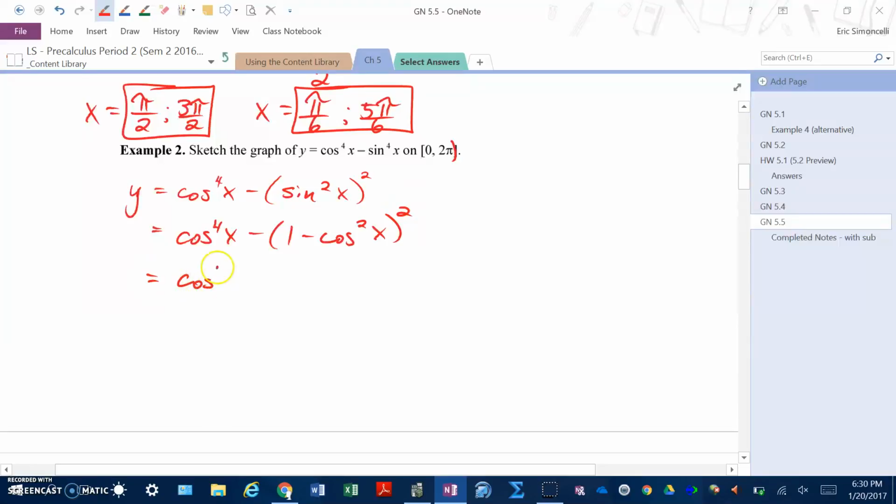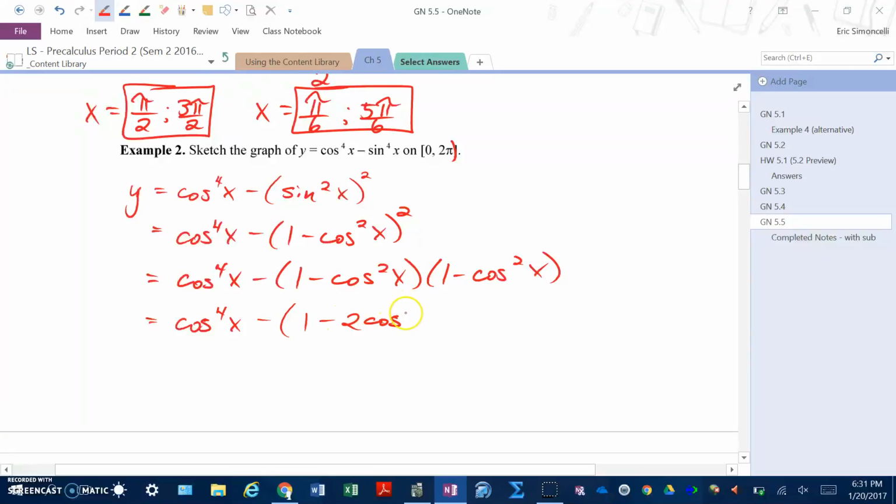Let's continue. The nice thing is I do have cosines exclusively in this particular problem, so I'll have to simplify. Let's see how that's going to unfold. So I have cosine to the fourth minus, and notice two binomials multiplied, because I'm squaring: 1 minus cosine squared times 1 minus cosine squared. So if I continue, I've got cosine to the fourth minus, and I'll FOIL. First, outside, inside. So I have, technically, negative cosine squared twice, so negative 2 cosine squared x. And then negative cosine squared times negative cosine squared, that's positive cosine to the fourth x.